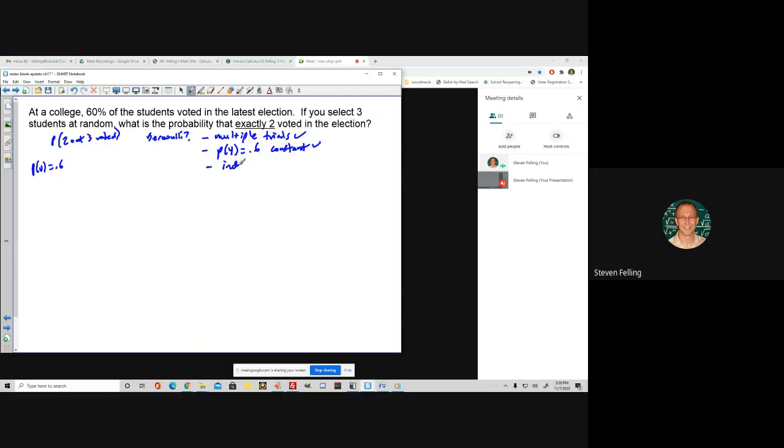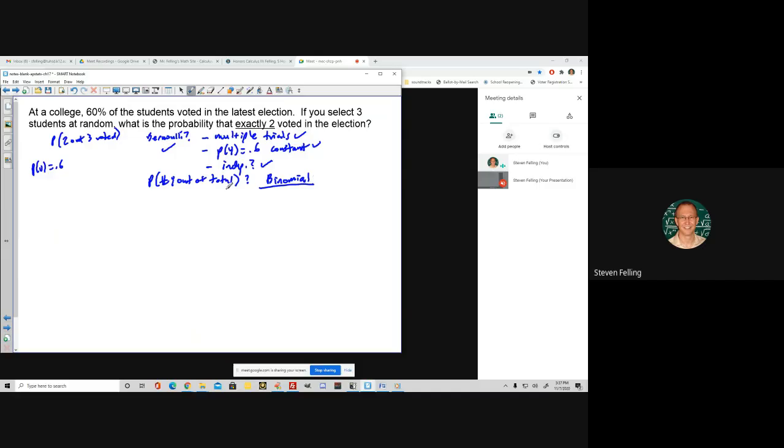Are the trials independent of each other? Yes, we're assuming that this is a random sample, so there's no connection between the students, okay? So we have multiple trials, constant probability, independent. This is in fact a Bernoulli trial. And then if we're finding the probability of a number of yeses out of a total, which we are, that makes this a binomial problem.